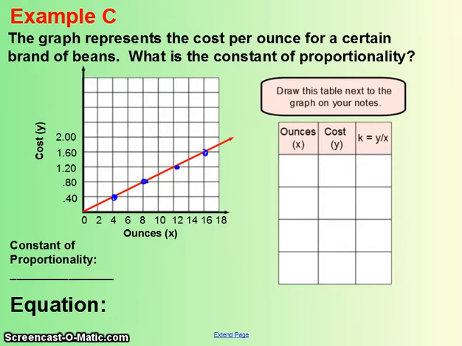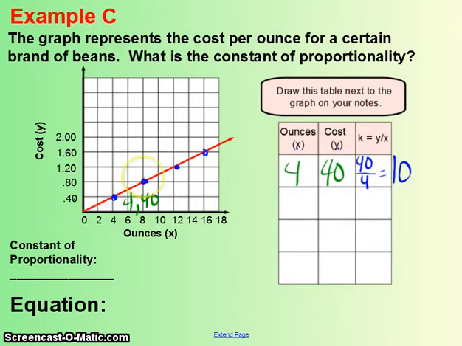So, let's see here. The first point is 4 comma 40. Okay, so let's write it in here. My x is 4, my y is 40. Okay, we want to do y divided by x. So 40 divided by 4. Okay, you should be able to do this in your head. 40 divided by 4 is going to give me 10.